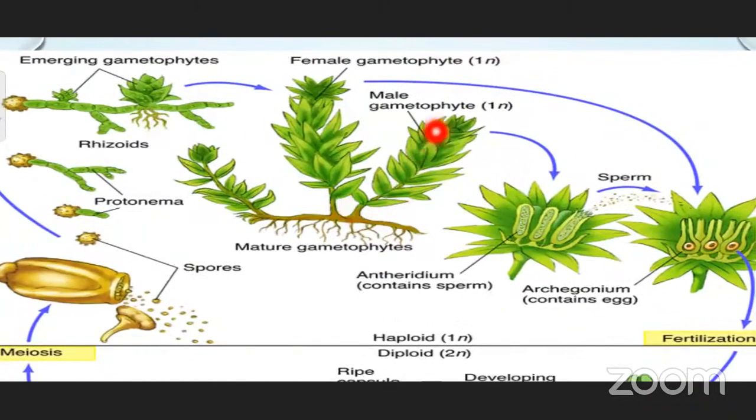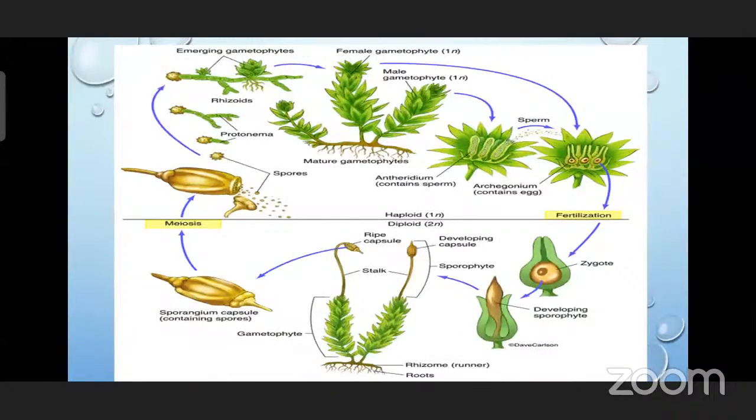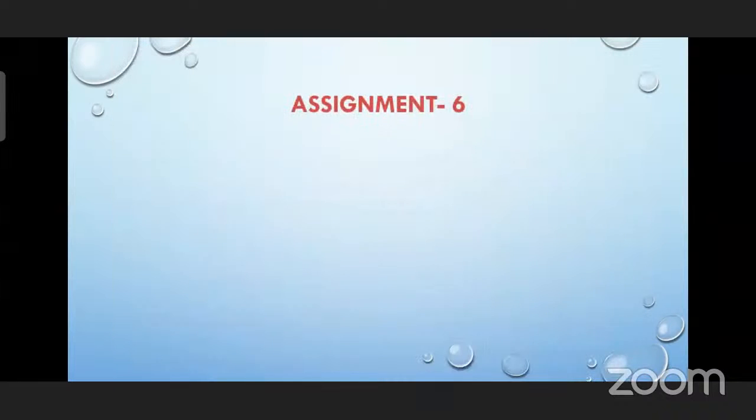As you can see here, this is a male gametophyte, and this is a female gametophyte. The female gametophyte again, the same thing. Ova will be formed, and the male gametophyte is going to produce the sperms. So this is the life cycle of a bryophyte. And here the example is a moss plant. Here Funaria is the species given in this diagram.